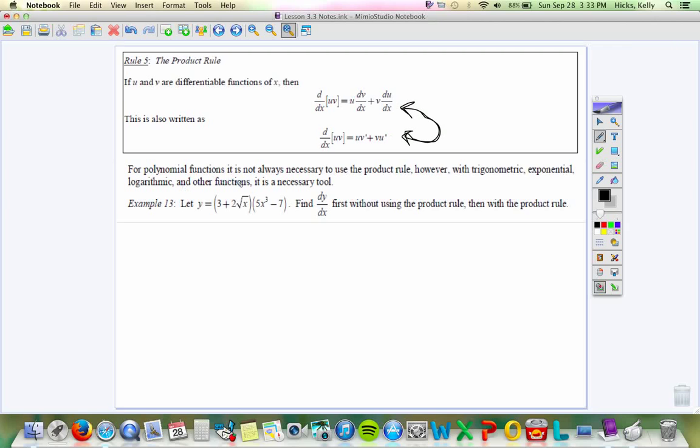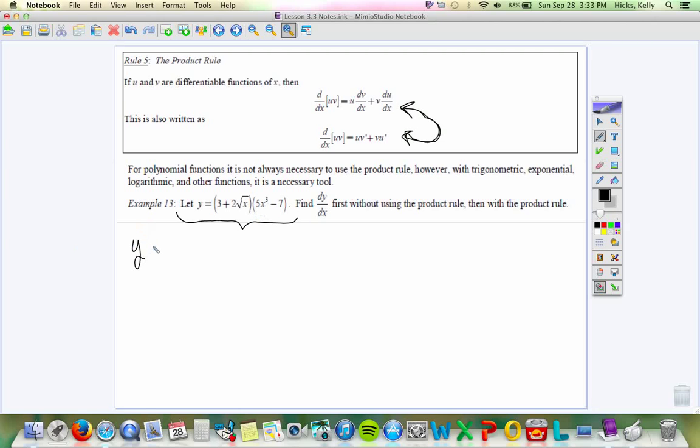It says here, for polynomial functions, it is not always necessary to use the product rule. However, with trigonometric, exponential, logarithmic, and other functions, it is a necessary tool. Why would it not be necessary for something like this? Well, you could go ahead and multiply everything out. You could simply just get one function if you wanted to. So let's try that first.